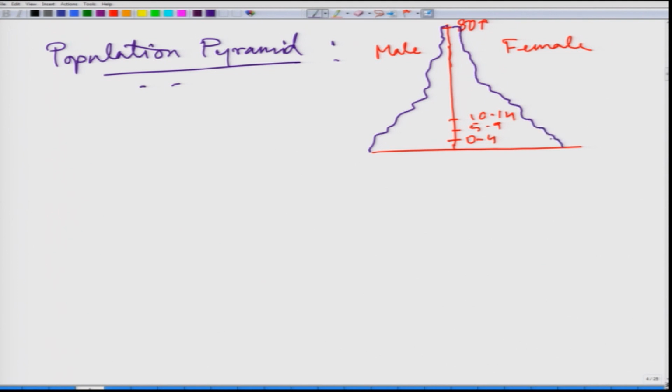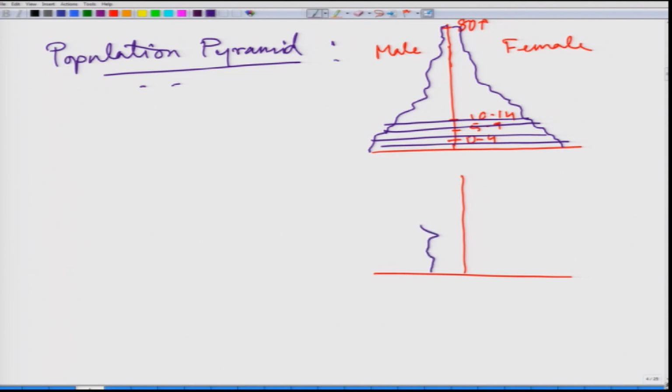This is a population pyramid. This is a population pyramid of a developing country. Why? There is a large number of young people, a high birth rate, right? If we try to see what is the population of a developed country, say for Japan, the population pyramid will be something like this, something like this.